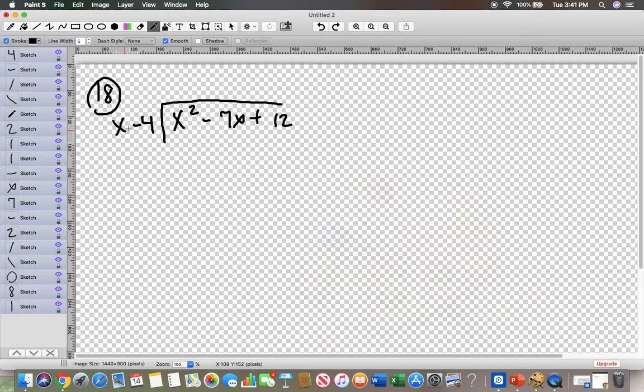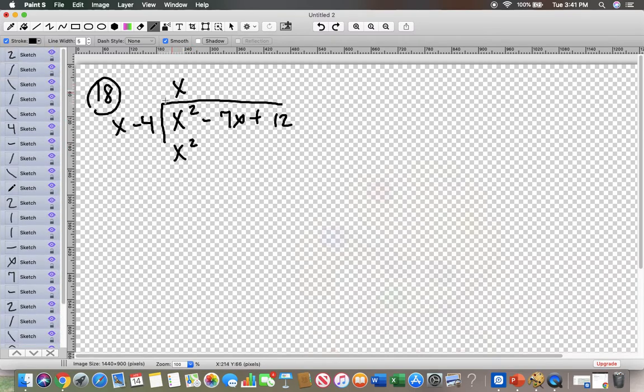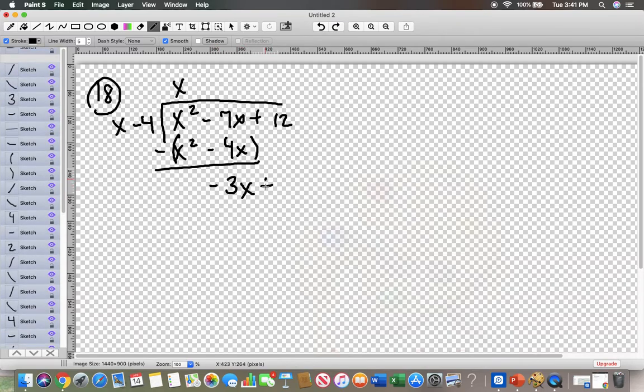x squared divided by x, well, what times x will give me x squared? That would be x, so x times x is x squared. x times negative 4, negative 4x. I am subtracting these. x squared minus x squared is 0. Negative 7x minus a negative 4x, that's plus, so negative 7x plus 4x. That will give me a negative 3x. Bring down my plus 12.